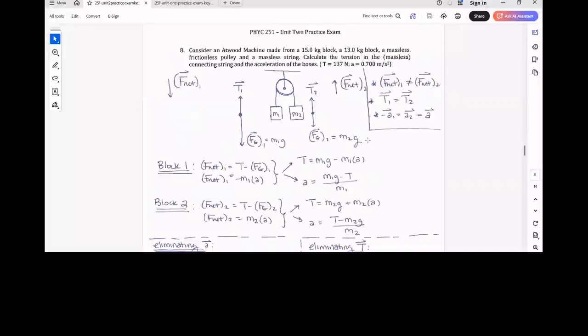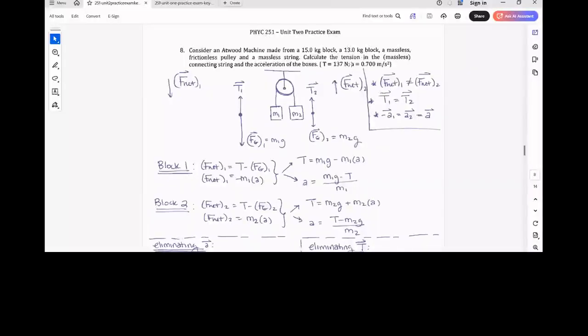Number 8, this is our traditional Atwood machine, so the one that has 2 blocks that are only free to move in the vertical direction. There's no horizontal surface that either block is sitting on. So that means that I start off knowing immediately that the net force acting on each block is only going to exist in the y direction.